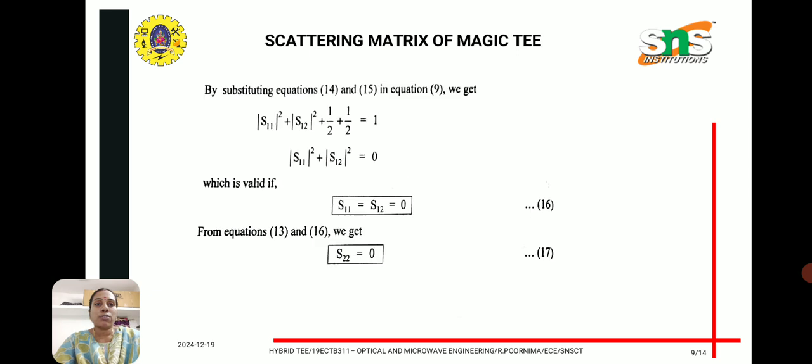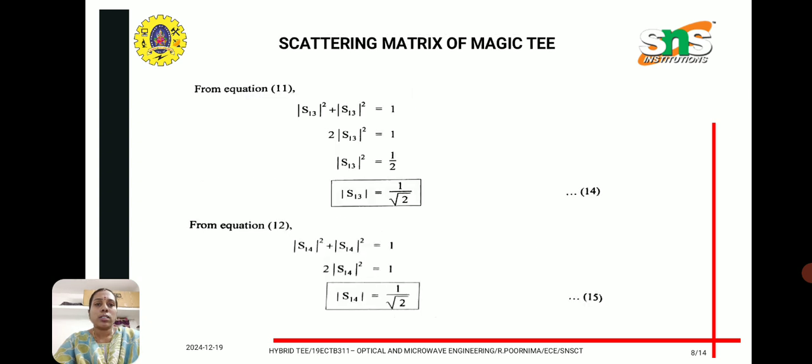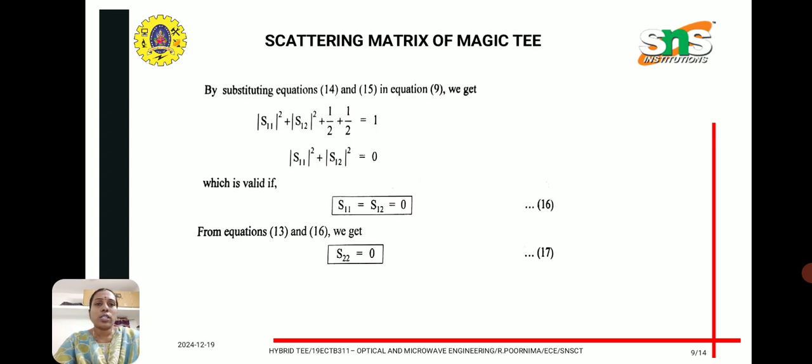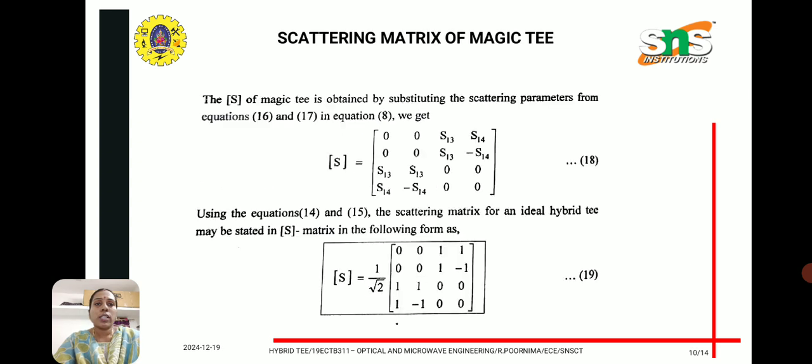Now we have values for S12, S13 and S14. By substituting these values we get the condition S11 equal to 0 and also S22 equal to 0. The S matrix of a magic T is obtained by substituting the scattering parameters from the previous three equations, and we get S equal to 0, 0, S13, S14 and 0, 0, S13, minus S14. We substitute the values of S13 and S14 as 1 by root 2 here.